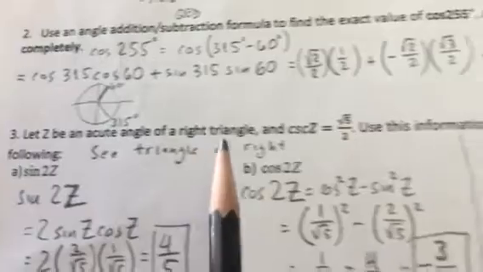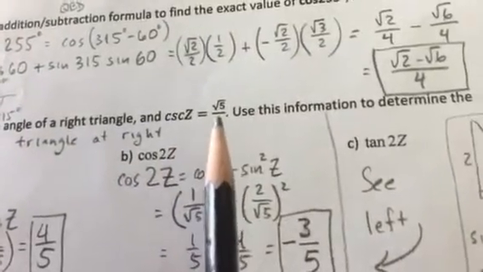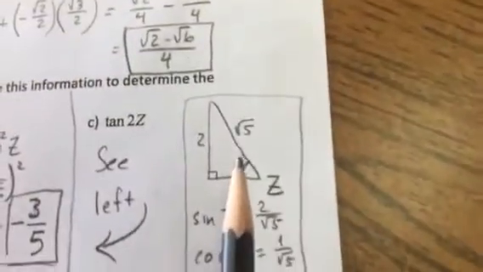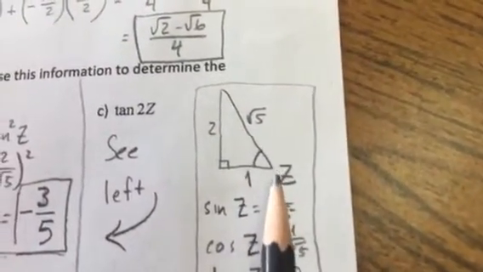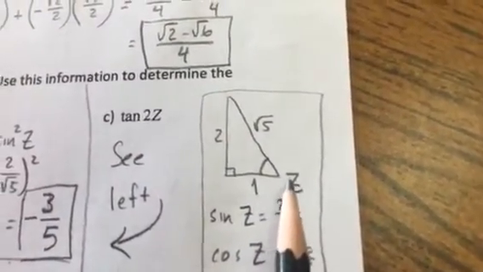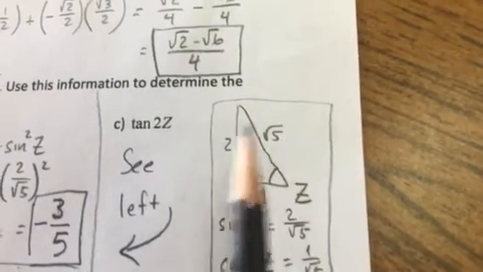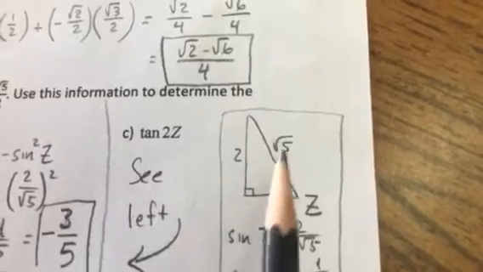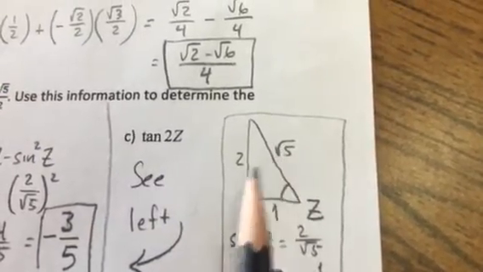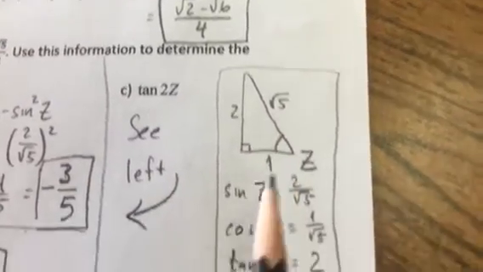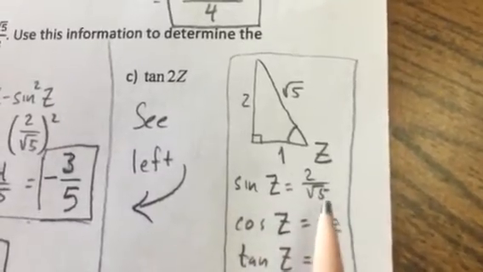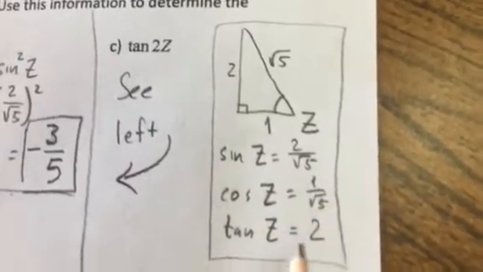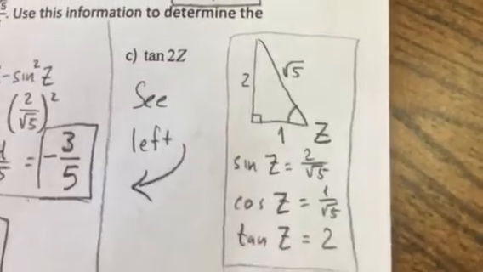Let z be an acute angle in a right triangle, and the cosecant of z equals root 5 over 2. Use this information to find all that stuff. Here's the picture of the triangle. If the cosecant of this angle is hypotenuse over opposite, that's what cosecant is, the reciprocal of sine, then I would label the triangle like this, and that third side is 1. So this gives me the sine of z is 2 over root 5, cosine is 1 over root 5, and the tangent is just 2 over 1, or just 2.